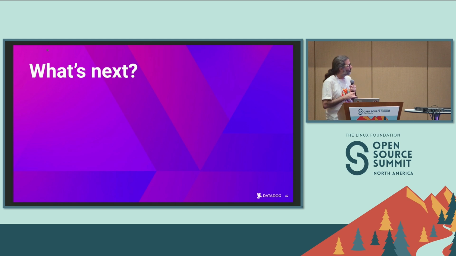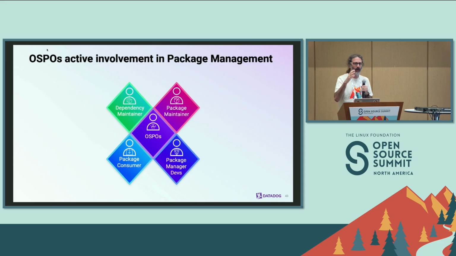So what's next? What can we do? One thing we need in this community, which has the maintainers, the developers, the package management developers, and the consumers, is to add OSPOs into it. We need to be part of this influence cycle. We need to contribute to how package managers are designed, how they are used, and motivate the people to take into account our license and attribution compliance requirements.